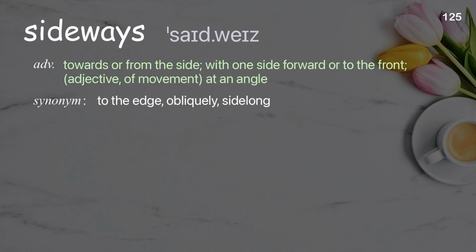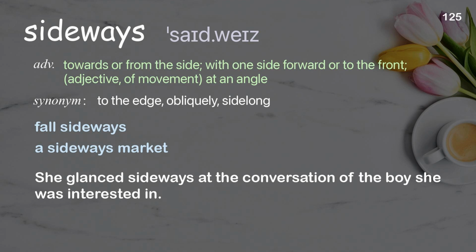Sideways. Towards or from the side, with one side forward or to the front. Adjective, of movement, at an angle. Examples: Fall sideways. A sideways market. She glanced sideways at the conversation of the boy she was interested in.